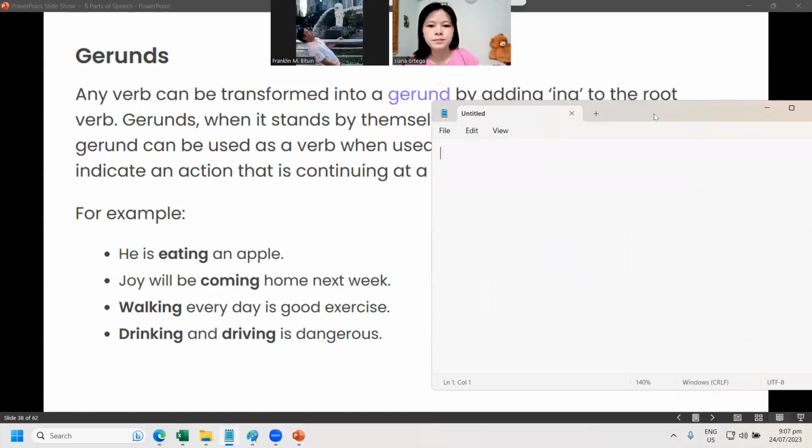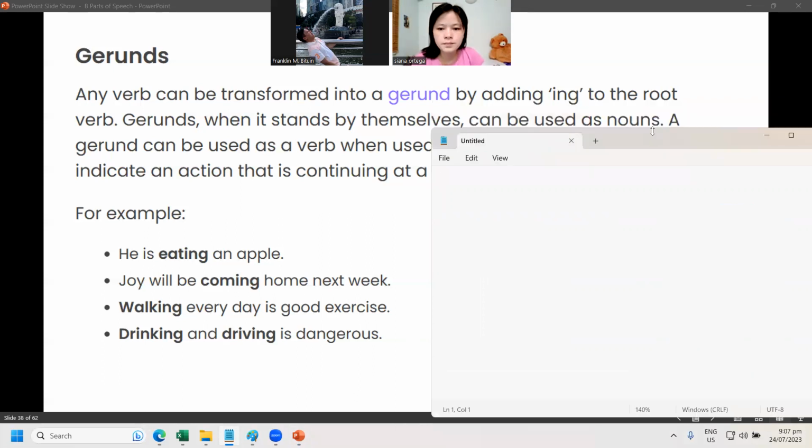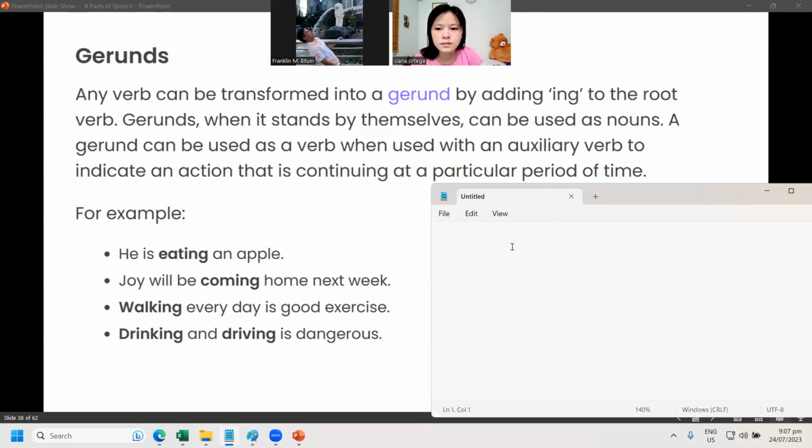If there's an -ing, it can be called a gerund. He is eating an apple. But you can make it a noun. If you say gerunds, these are -ing forms that can be used as a noun. Remember, what is a noun? See, he is eating an apple. You can use this one as a noun. Eating is an action word.